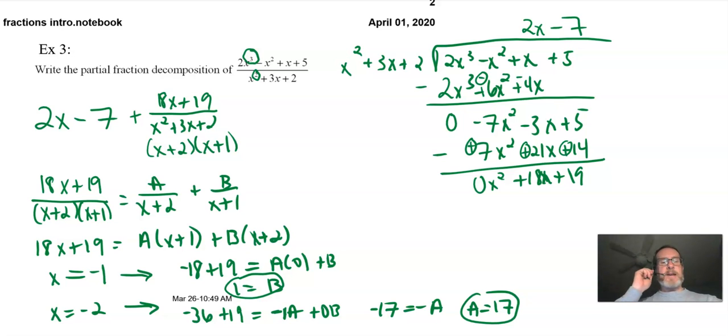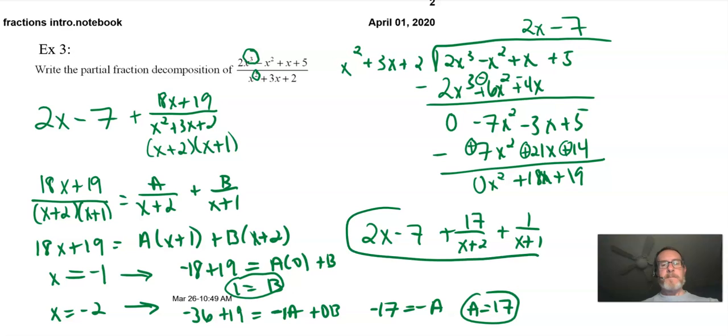So I hope you were able to get the same two answers that I did. In this case, I got A equaled 1 and B equaled 17. So now the decomposition is 2x minus 7 plus 17 over x plus 2 plus 1 over x plus 1. Now in the next video, we're going to talk about how we can use these partial fraction decompositions to find the values of certain integrals.